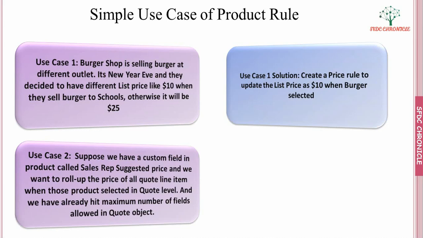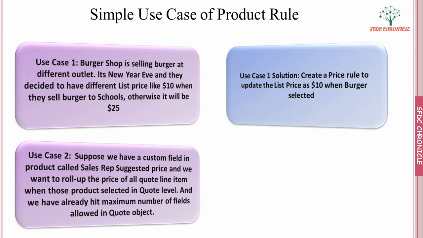Okay, so the second use case is, suppose we have a custom field in product called sales rep suggested price. It's a currency field where we store whatever the sales rep suggested should be the price for that particular product. Now, whenever that particular product is selected in our quote as a quote line item, those sales rep suggested prices should be rolled up to the quote level.